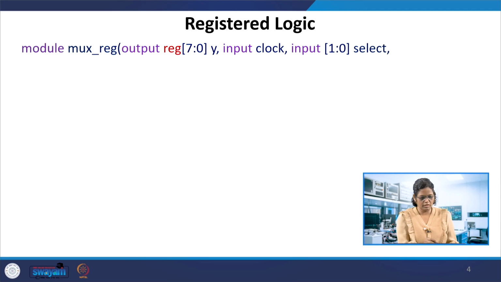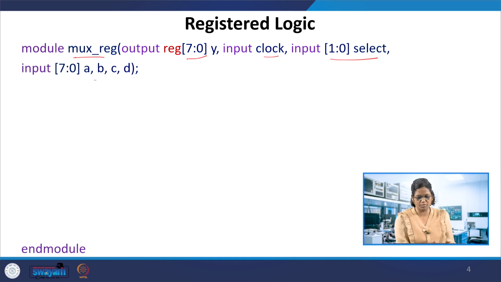So module, this is a mux which is registered here. The output Y has a range of 8 bits, that is 7 down to 0. The inputs are clock and select, which is 2 bits, and the inputs A, B, C, D, which are 8 bits each, as in the previous diagram.